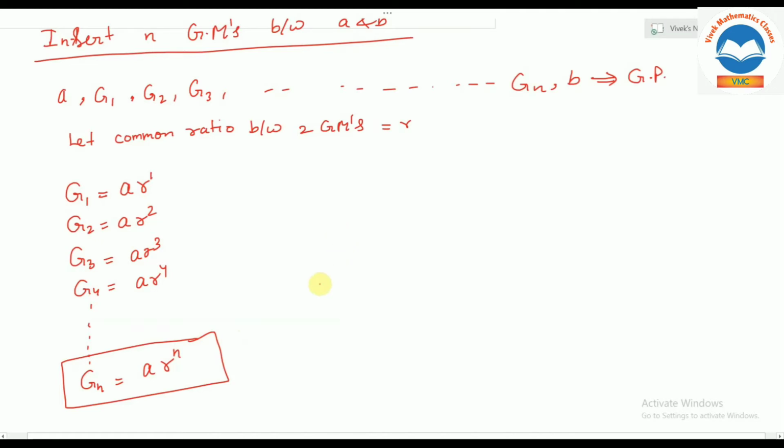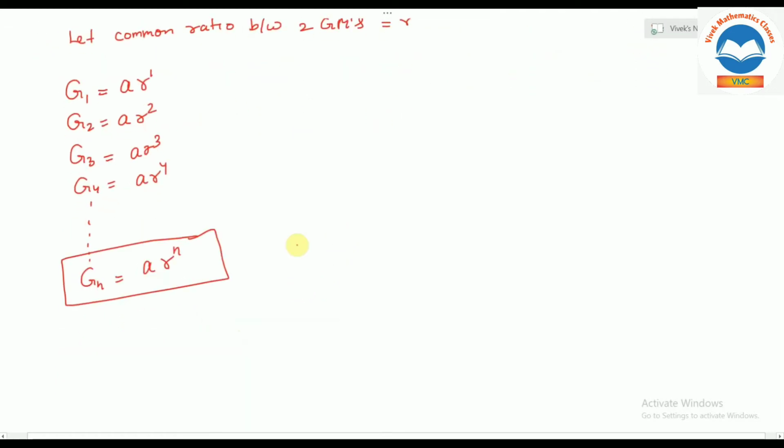So if you want to write B, what will B be? This B will be equal to Gn into R, because if you multiply Gn by the common ratio R, you will get B. Gn value we already know, so B will be equal to A R to the power n into R. It means B will be equal to A R to the power n plus 1.